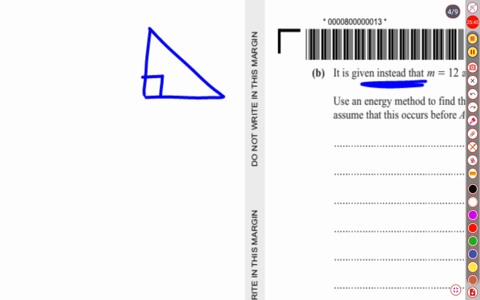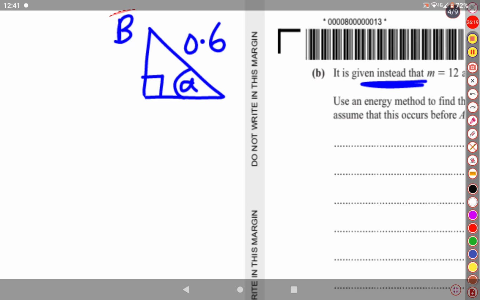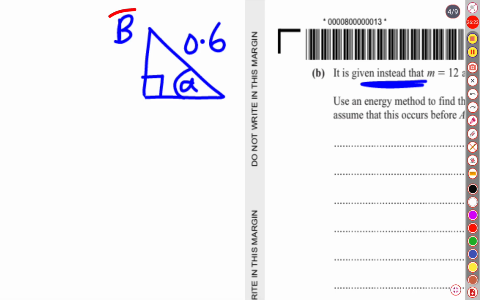Yes, so for B, this is B, and the angle is alpha. For particle B, it moved up 0.6. This one is 0.6. Now we will have to find, actually we require the height. Let me change the ink. As I have told, for the energy equation, one of the components is height, so we require the height. This is for B. So our height is to be obtained.